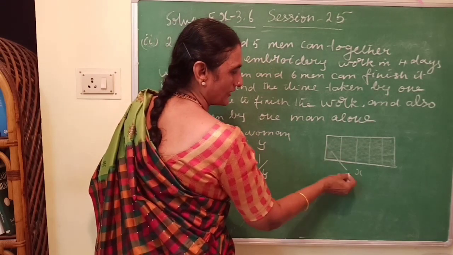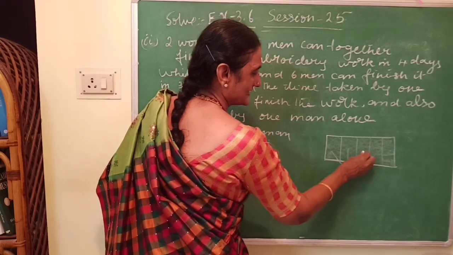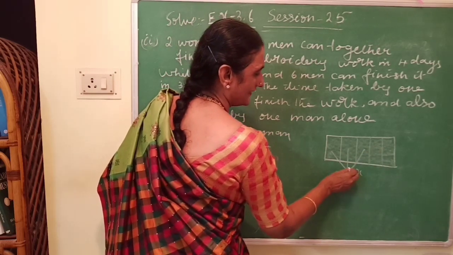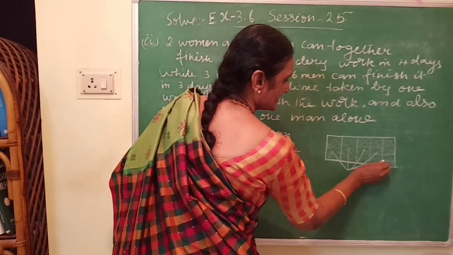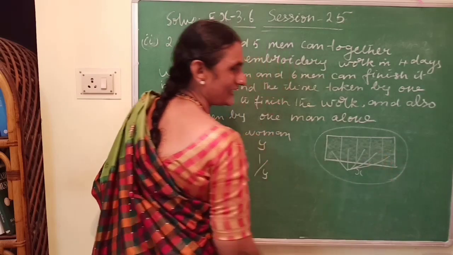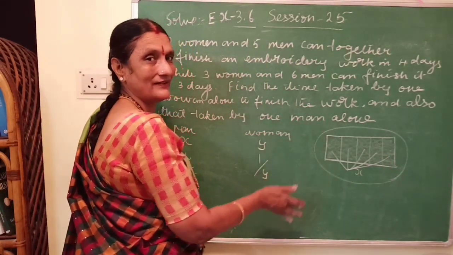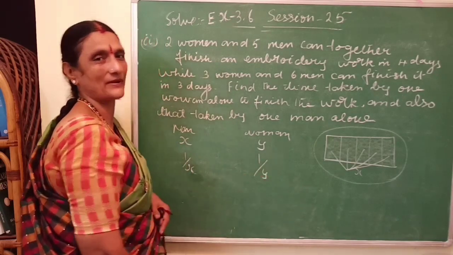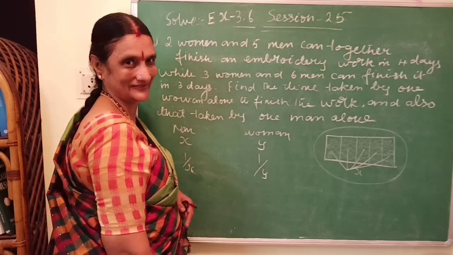So this corresponds to 1 by X. This corresponds to 1 by X. And this corresponds to another 1 by X. This corresponds to another 1 by X. So with that he finished the job. Therefore the whole thing he finishes in X days. The whole work is divided into X number of parts.